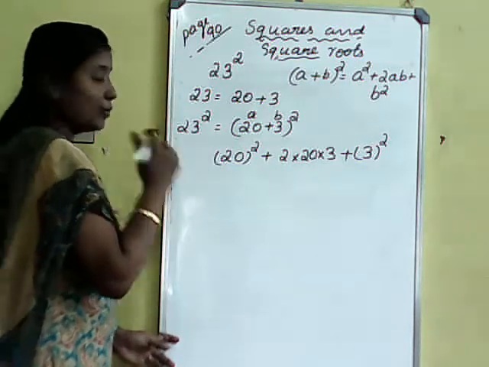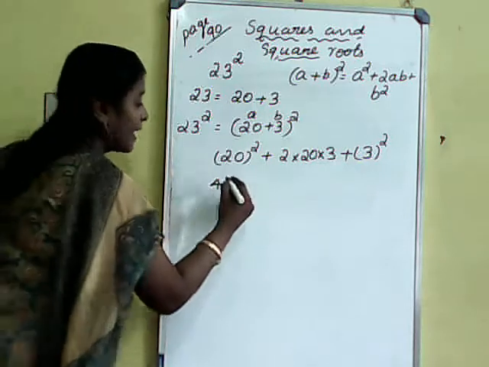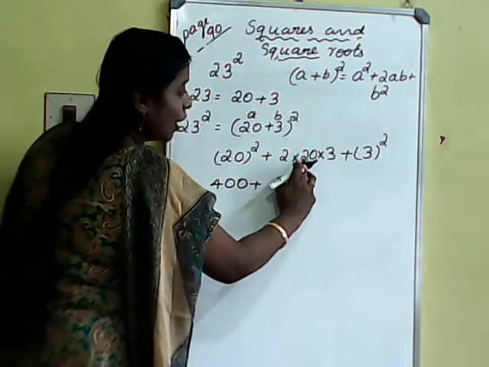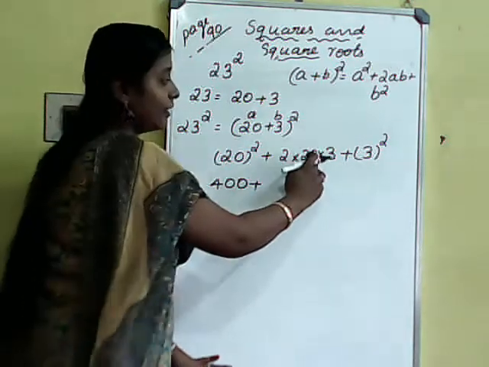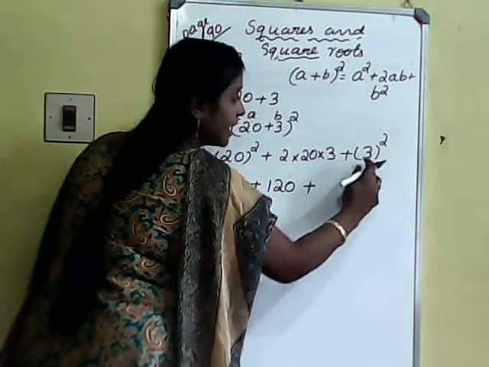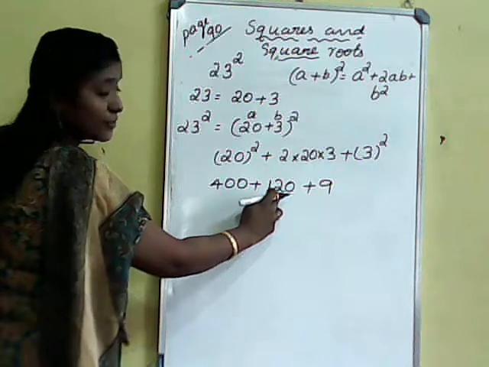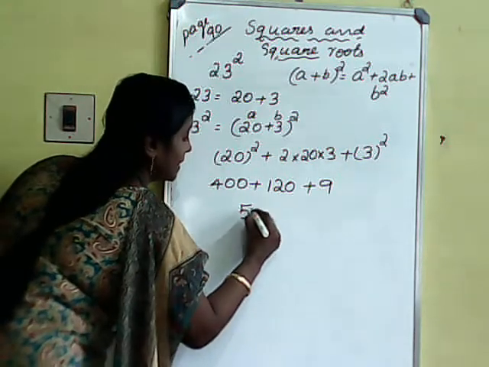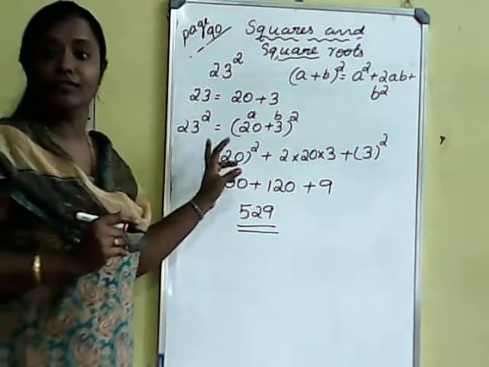20 square, all of you know that 2 into 2 is 4. One 0 is there, so its square has 2 zeros. So 400, plus 2 into 20 is what? 40. 40 into 3, 120. Plus 3 square, 9. Add it. 400 plus 120, 520. 520 plus 9, 529. So this is the square of this number.